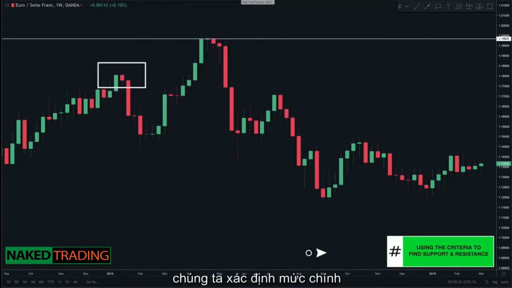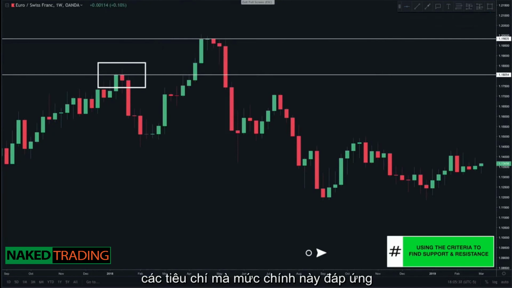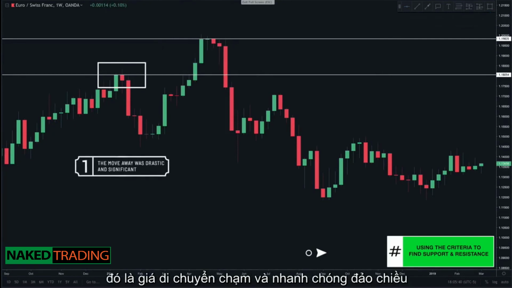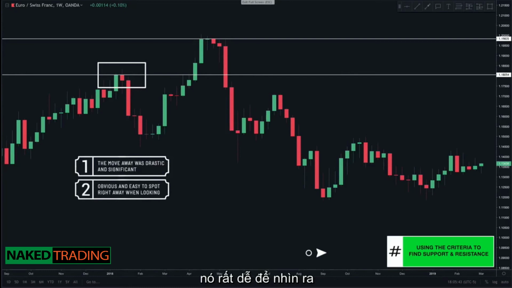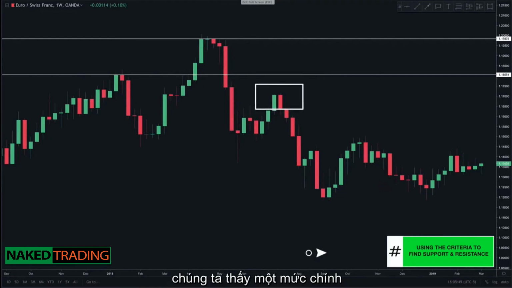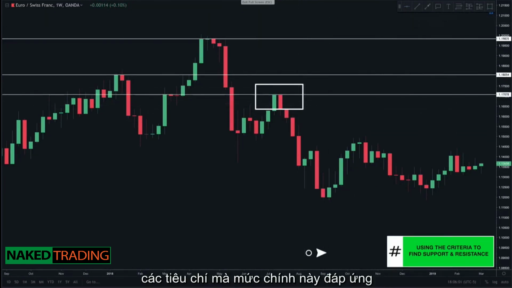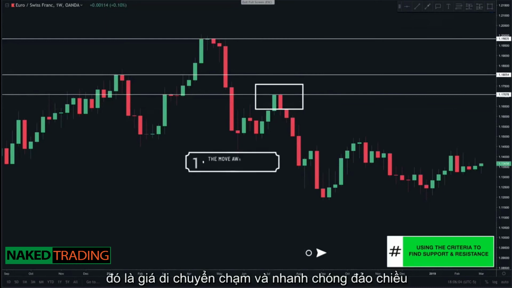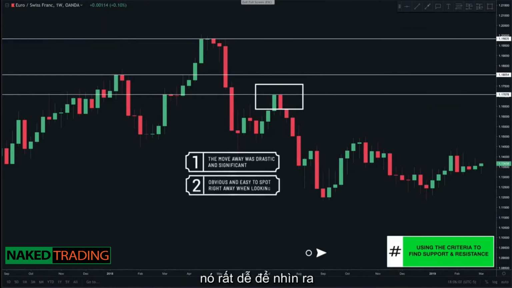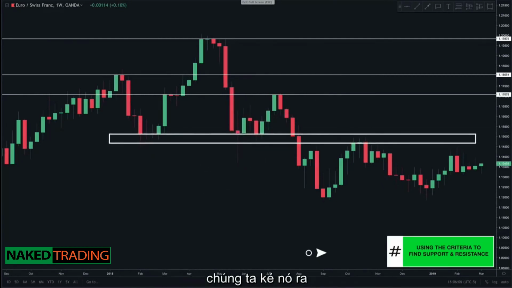We notice this level here where price came up, hit, and reversed from, so we draw it in. The criteria that this level satisfies is that the move away was drastic and the level is obvious. So moving on down to the right, we spot this level here where price came up, hit, and reversed from, so we draw it in. The criteria that this level satisfies is that the move away was drastic and the level is obvious. So moving on down, we spot this next level here, so we draw it in.